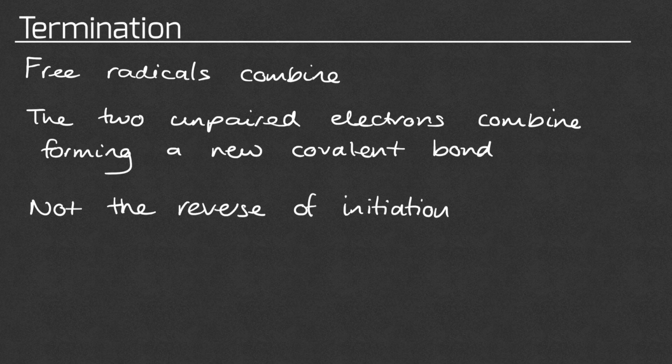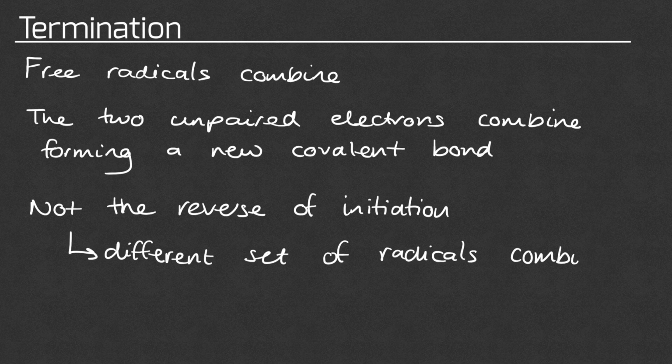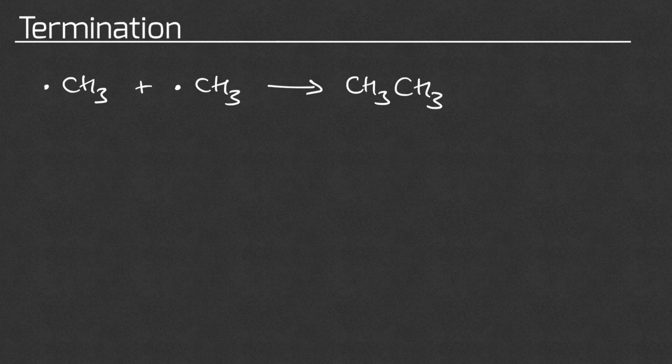It's important to note that to get the marks for a question like this, it is not just the reverse of initiation. You can't just write the initiation reaction backwards. You'll need to use a different set of radicals combining than were present in the initiation process. So for example, you might have two methyl radicals come together to form a molecule of ethane, putting two radicals together like this.